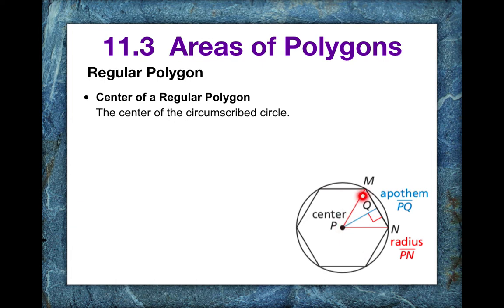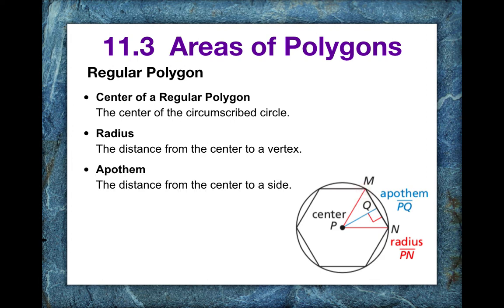Notice that each one of these radii out to the vertices is going to be exactly the same. The radius is the distance from the center to a vertex. The apothem is going to be from the center to one of the sides of the regular polygon. Remember, whenever we talk about a distance, we're talking about a perpendicular distance.